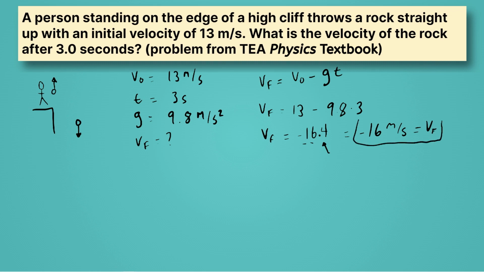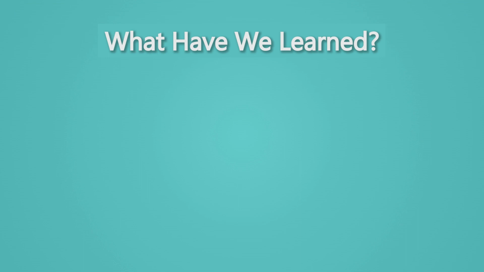Does that make sense? Well, yeah, because it's a downward velocity. So we know we threw the rock up in the air. At some point, it came to a stop, turned back around, and fell, and it's falling downwards at 16 meters per second. What have we learned?